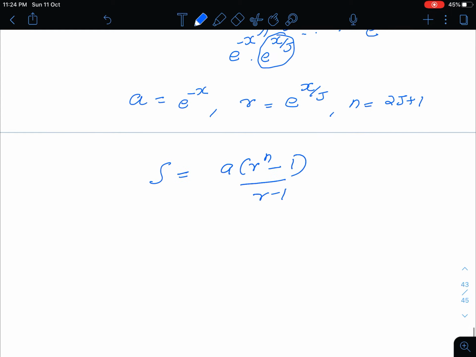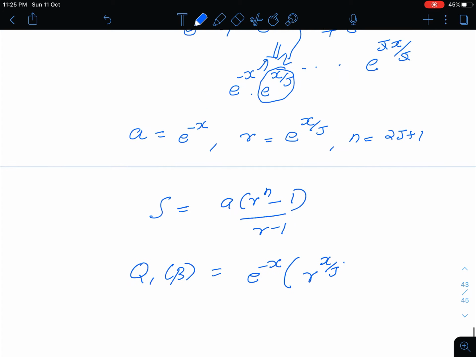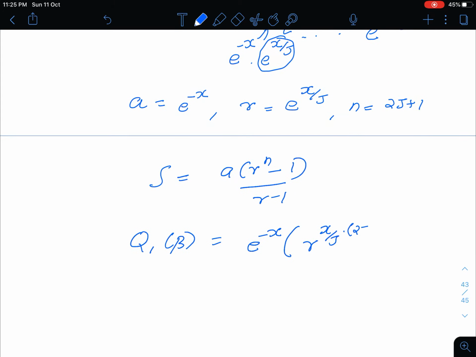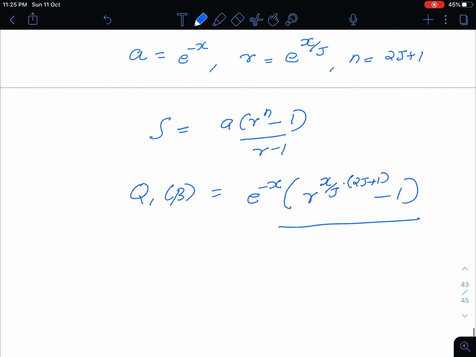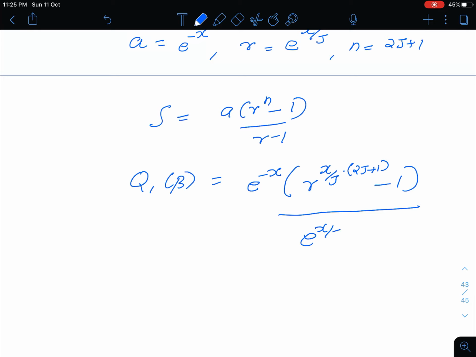So what is that? That is Q1 of beta which is equal to a, എന്താണ്? e raised to minus x. Okay, good. r raised to n, r എന്താണ്? r is e raised to x by j. n എന്താണ്? raised to n, n എന്താണ്? Into 2j plus 1 minus 1 divided by r, e raised to x by j minus 1.